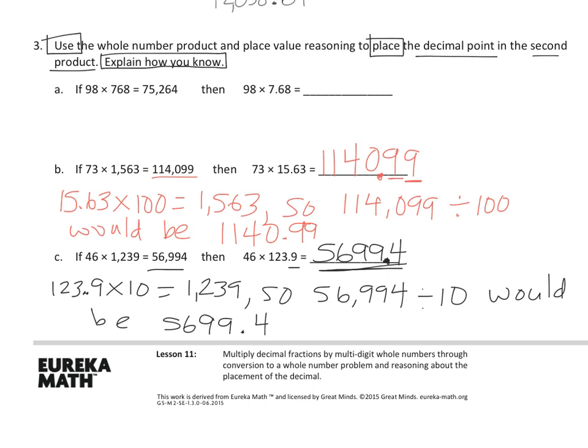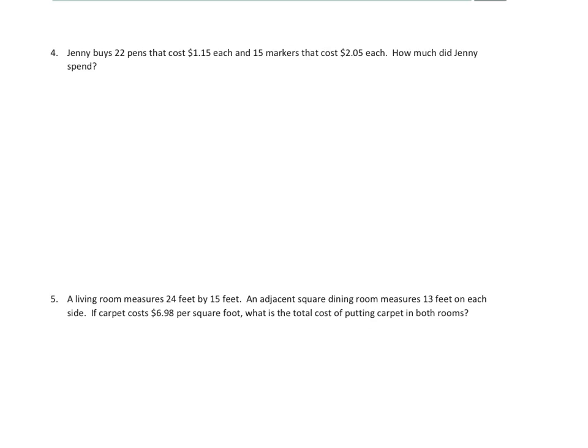And there's our explanation on how we got the answer and how we placed the decimal. So number 4, Jenny buys 22 pens that cost $1.15 each and 15 markers that cost $2.05 each. They want to know how much did Jenny spend.